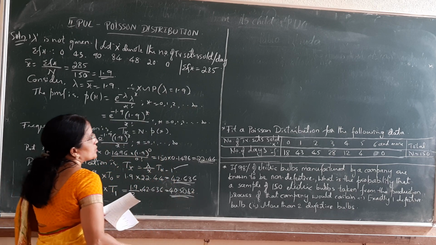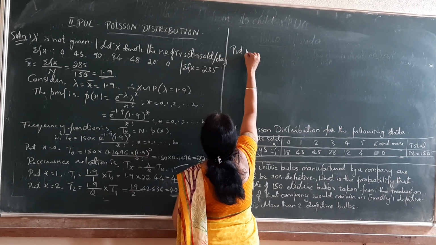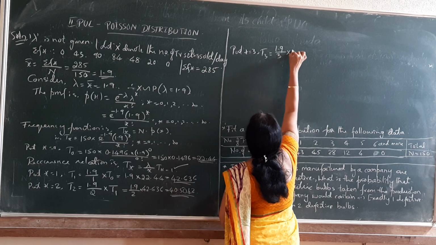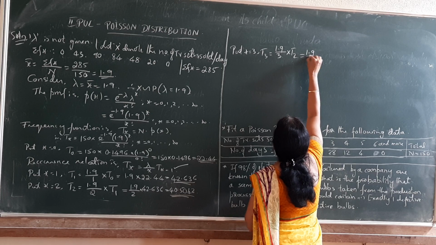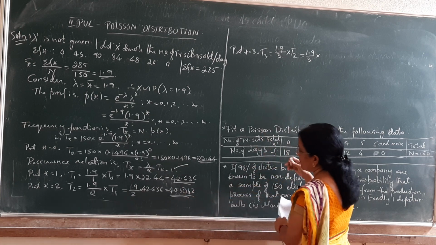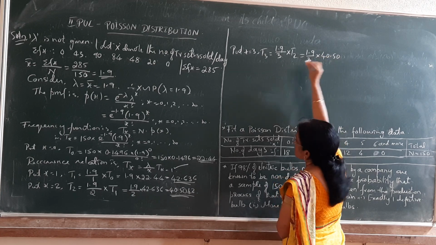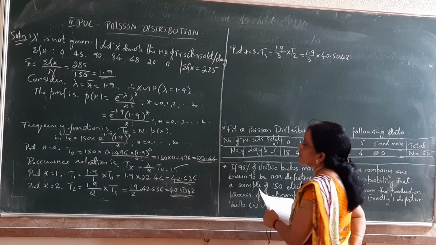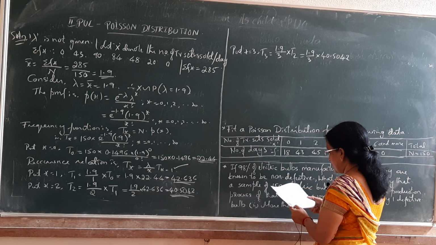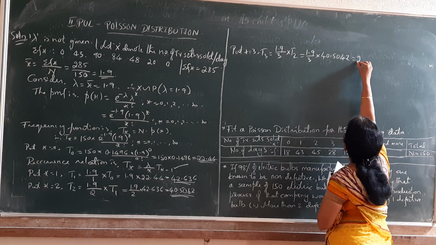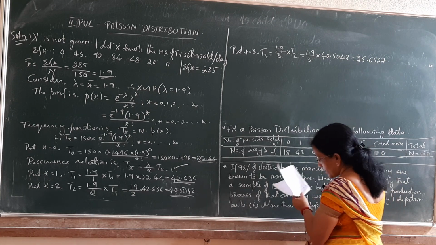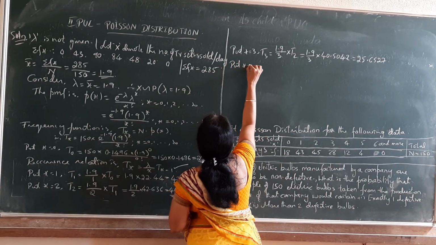Next, similarly, put x is equal to 3. T3 is equal to lambda, 1.9 divided by x, 3, into T2, which is equal to 1.9 divided by 3 into T2. Just obtain the value, that is 40.5042, right? Is it clear? Now once again 1.9 into this divided by 3, you will be getting the answer 25.6527, right?